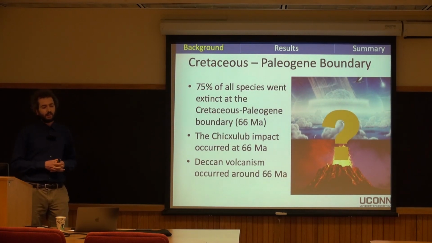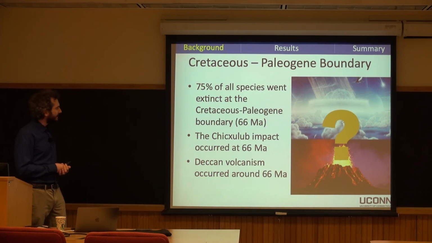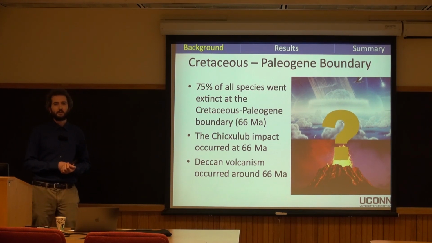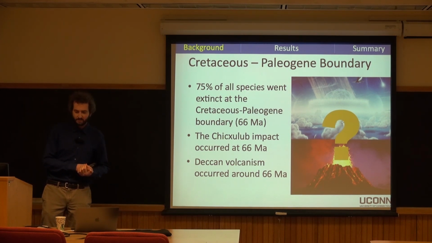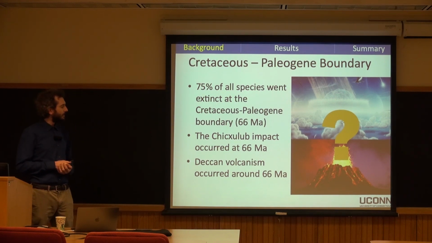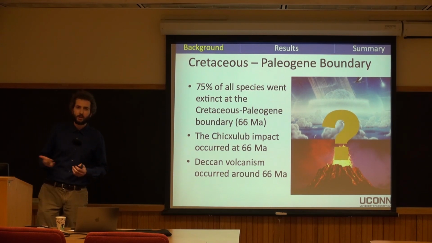So just a little bit of background information. The end-Cretaceous mass extinction occurred 66 million years ago at the Cretaceous-Paleogene boundary. It's estimated that about 75% of all species went extinct across this boundary. It's obviously famous for killing off the dinosaurs, but many other things also went extinct at this time. And this boundary is coincident with an asteroid impact, the Chicxulub Impact event. But it also occurred right around the same time as some large igneous province volcanism.